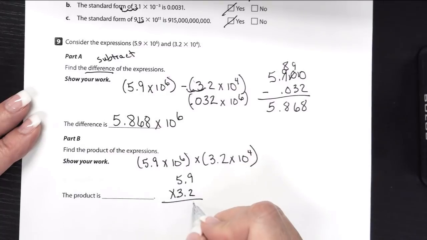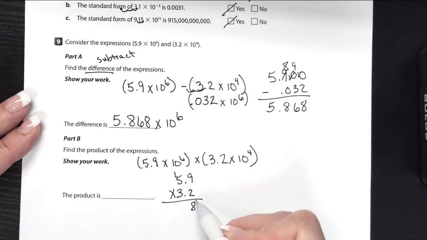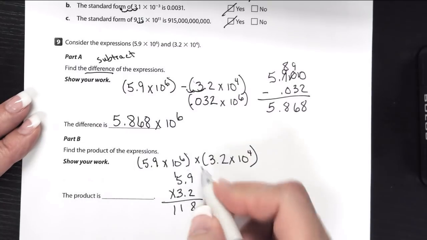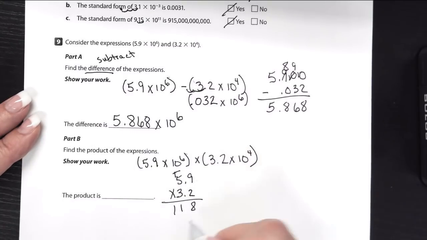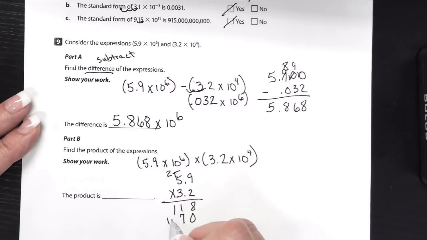2 times 9 is 18. Carry the 1. 2 times 5 is 10. Plus 1 is 11. 3 times 9 is 27. Remember, throw your 0 down. 5 times 3 is 15. Plus 2 is 17.